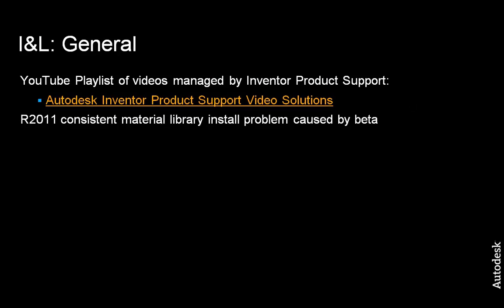Let's look at a couple of new elements that popped up in general. First of all, there is an issue in 2011 with the consistent material library. This is a library that we use throughout several products, AutoCAD, Revit, Inventor, to name a few. If that material library is not cleaned up from the beta, you might have problems installing the RTM product. So we created a technical solution 144.05892 around it. Please give it a reading before you attempt to install.